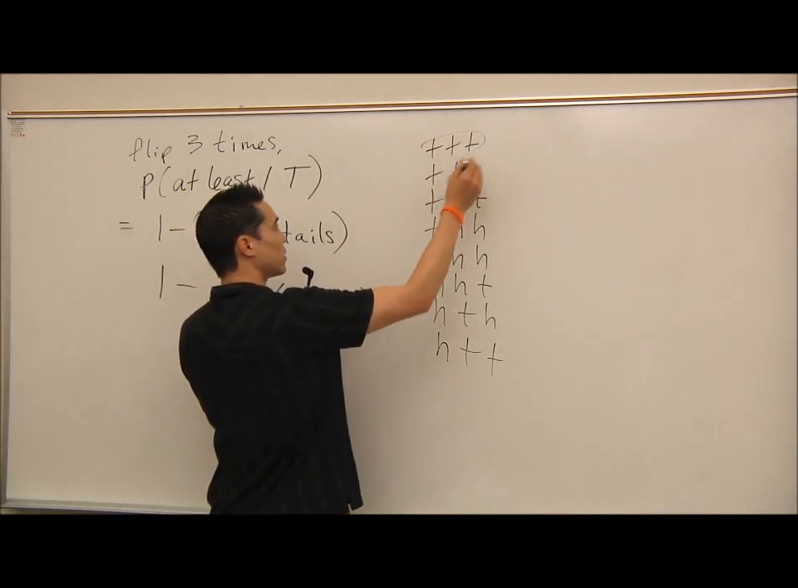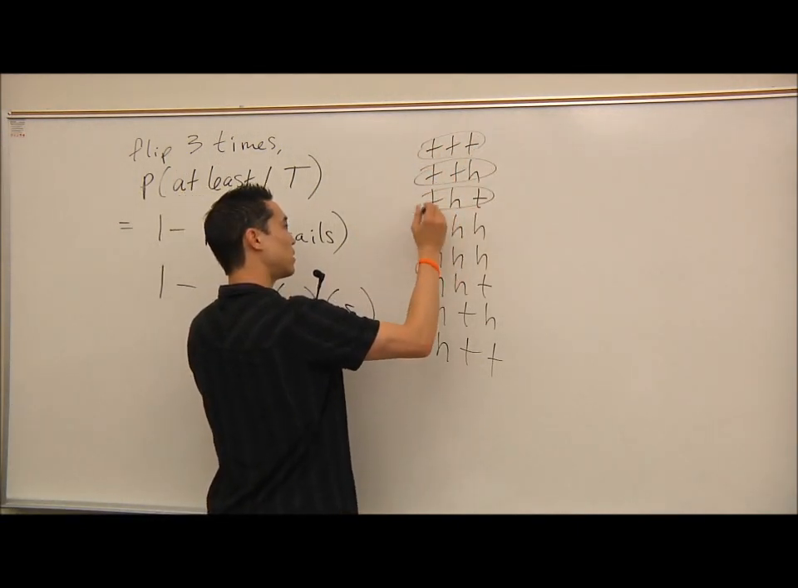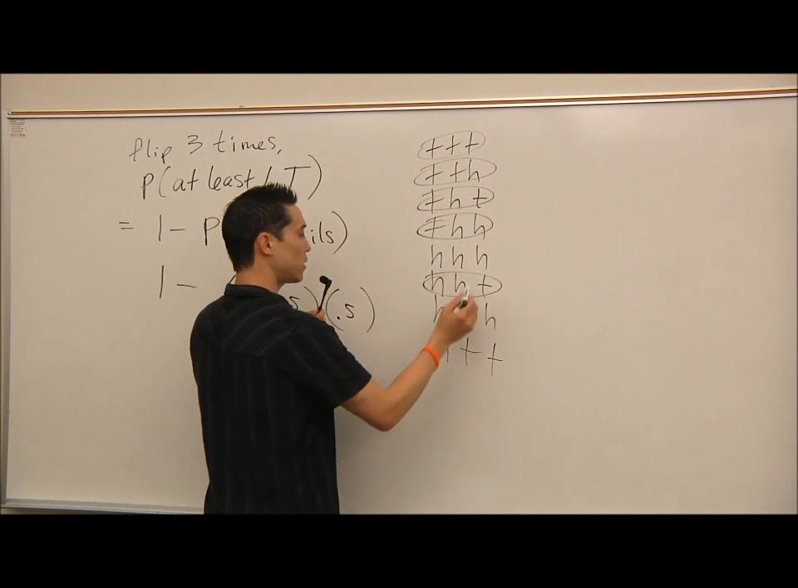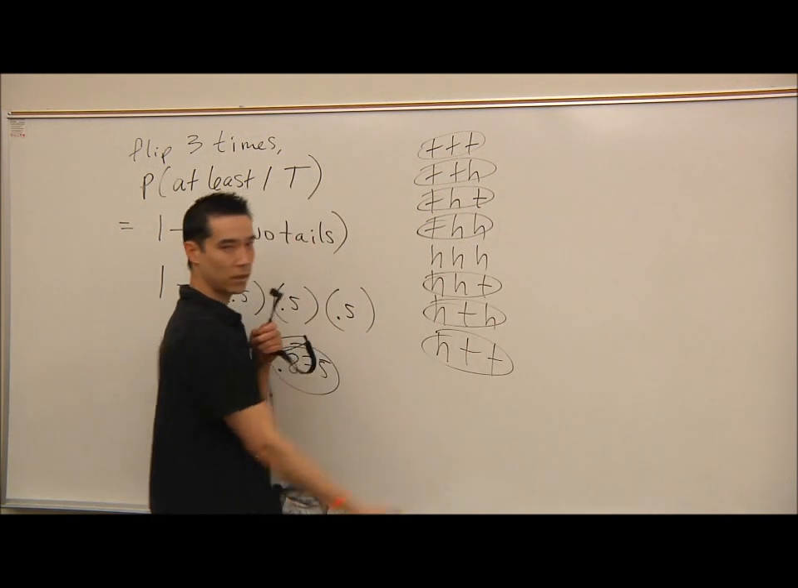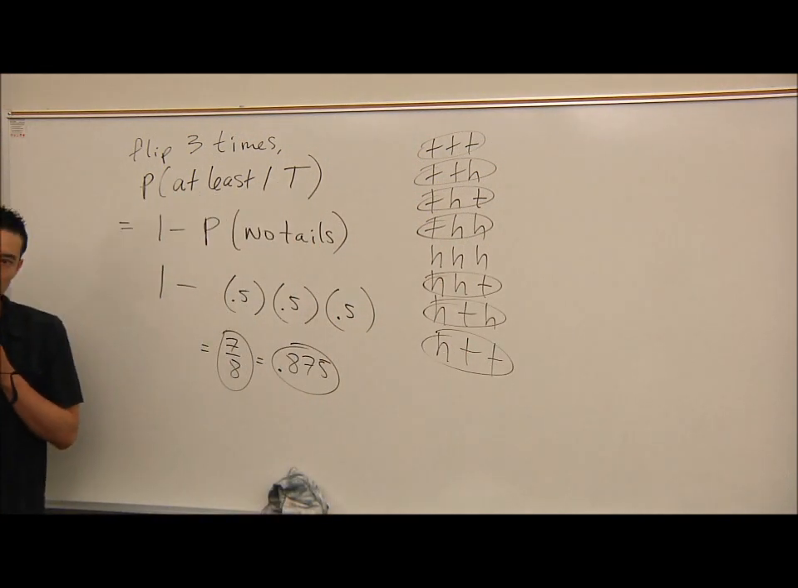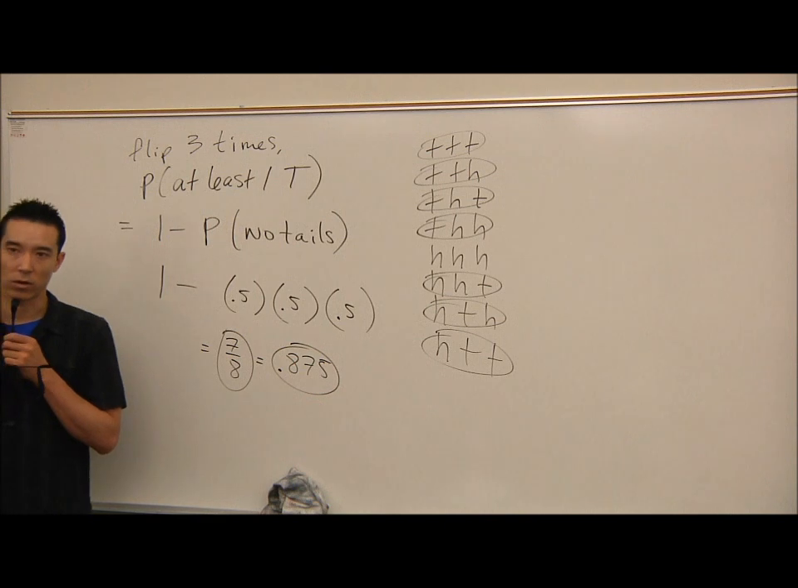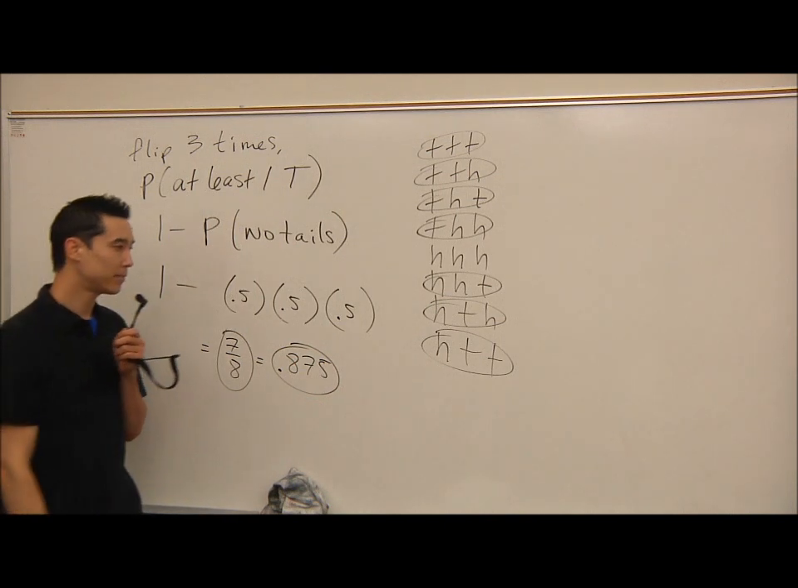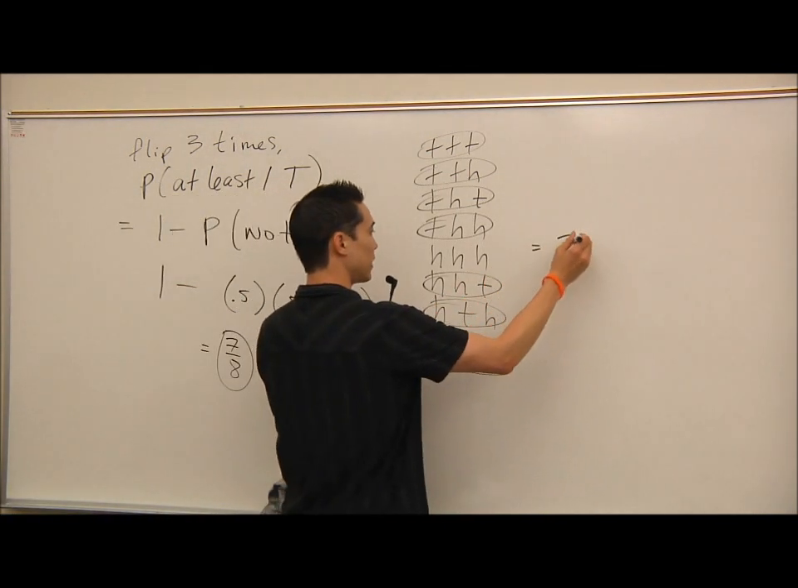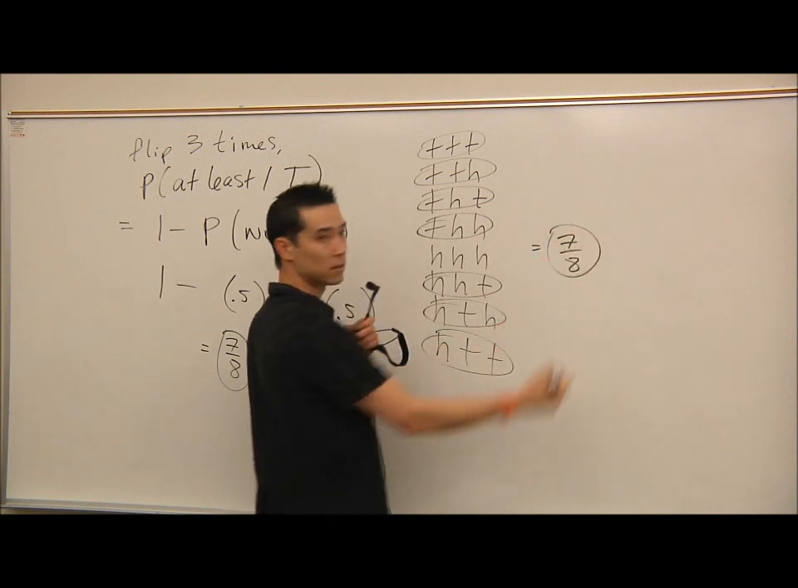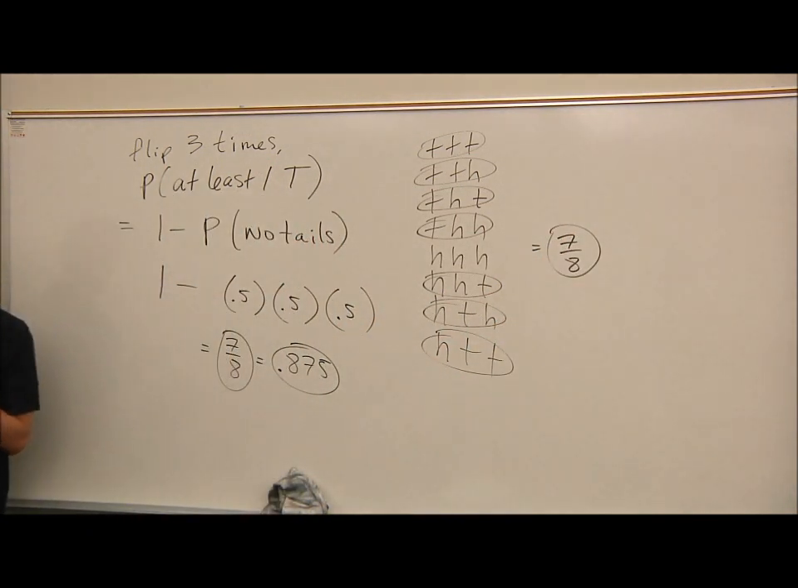This one has at least one tail, this one has at least one tail, this one does, this one does, this one does, this one does, and this one does. Everybody see that? So in seven of the eight things, there's at least one tail. At least one could be one or more. Okay. So with sample space, the answer is 7/8. Of course you're going to get the same answer either way.